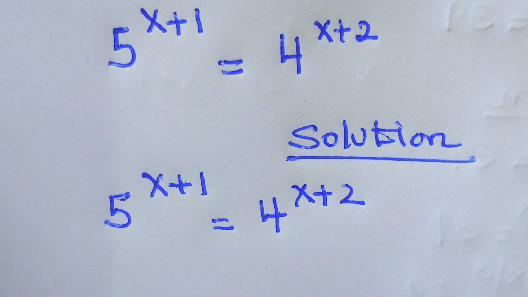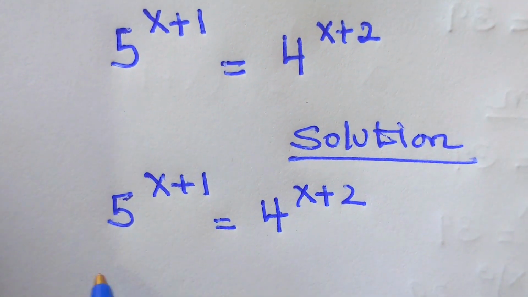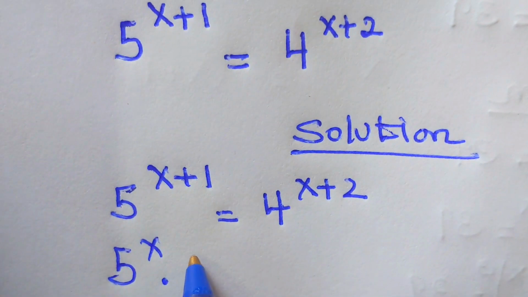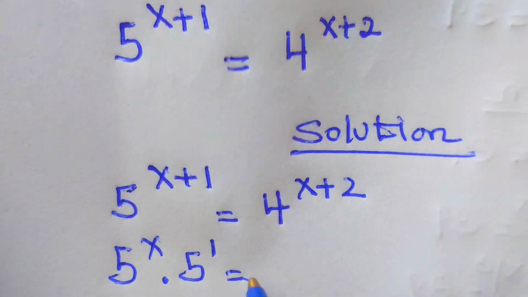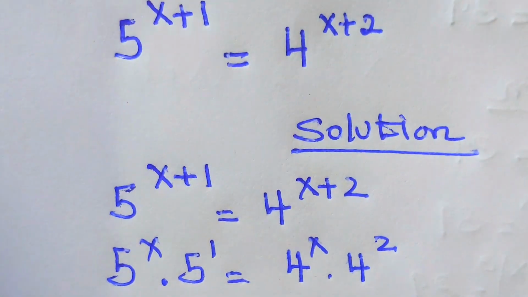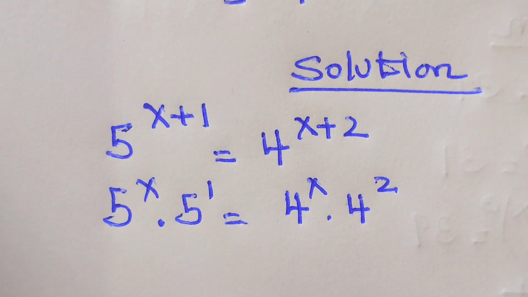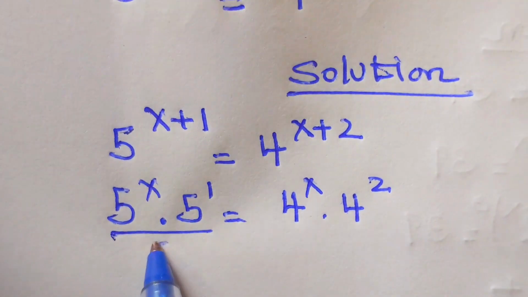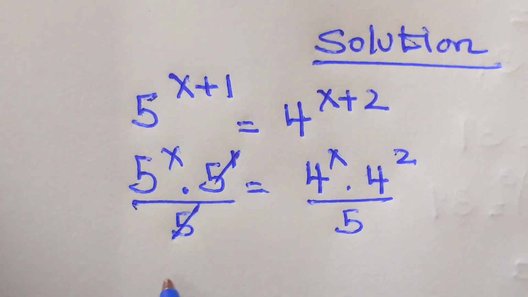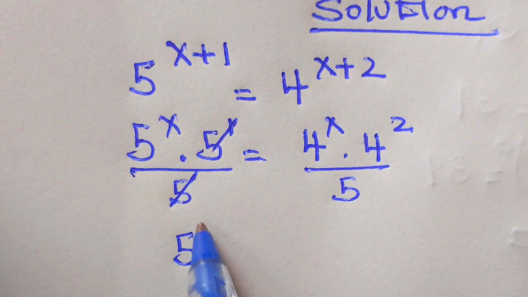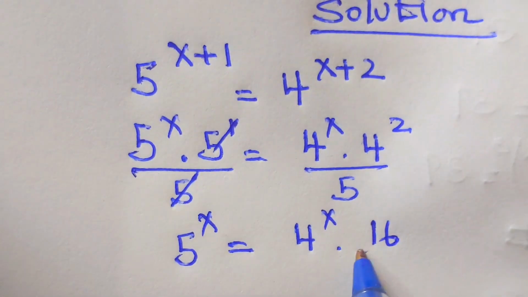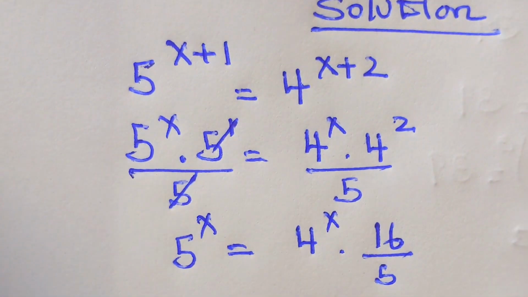And of course, this is what we have right here. So we have 5 power x times 5 power 1, and this equals 4 power x times 4 squared. Right, so here we have to divide by 5 so that this and this will be cancelled, to get 5 power x equals 4 power x times 16 over 5.